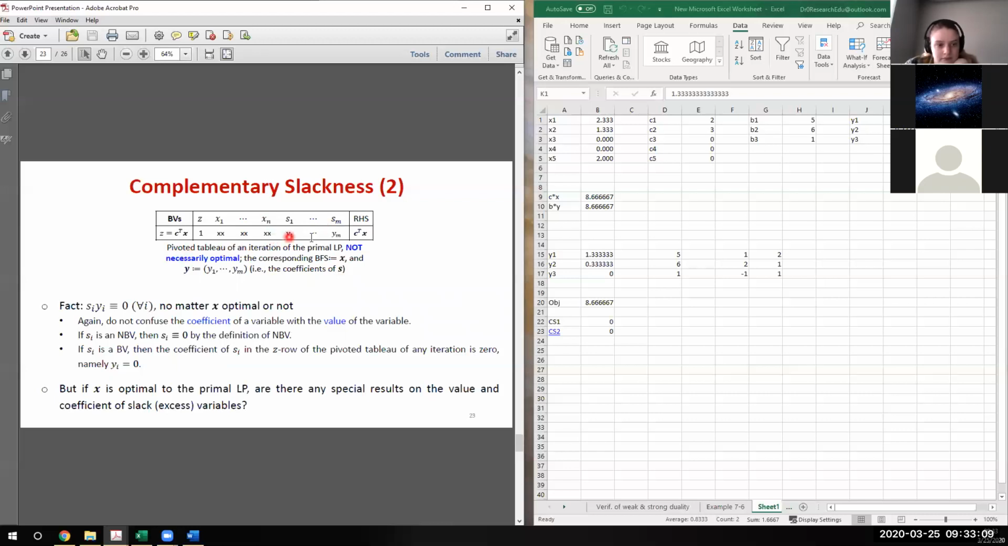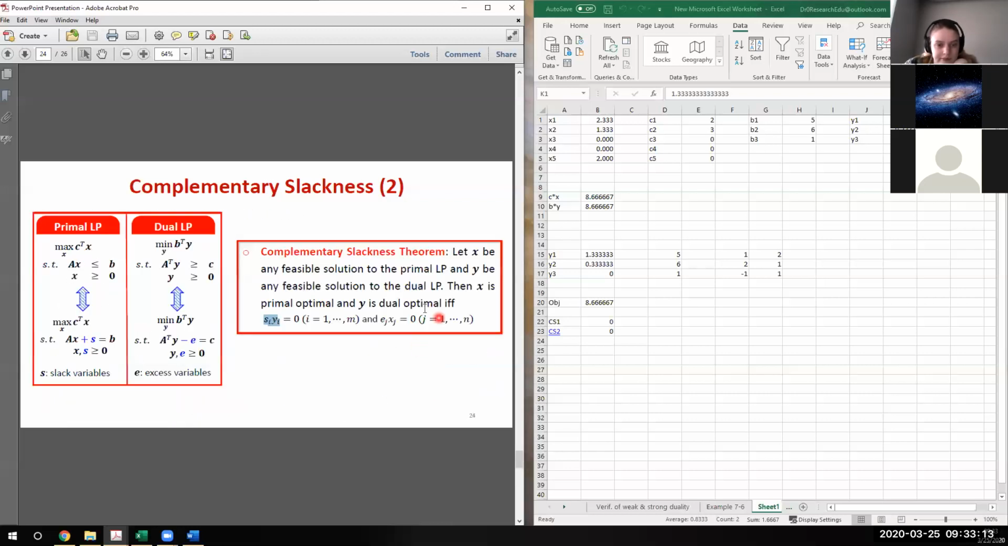dual LP, the tableau. And again, not necessarily optimal, but this just tells you that X and Y, they are pairs. If one is optimal, the other must be optimal. The second thing, this tells you that the pair X and Y are optimal to the primal and to the dual LP if and only if SiYi equals 0, and also EJXJ equals 0 for all i and for all j, okay?